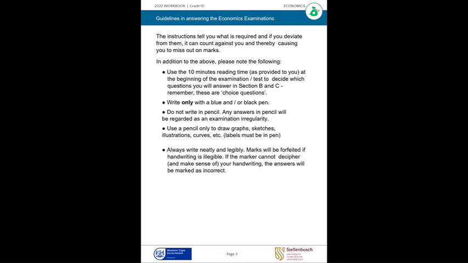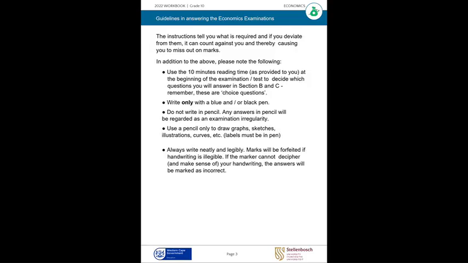Do not write in pencil. Any answers in pencil will be regarded as an examination irregularity. Please, I know in primary school and some schools up to grade 9, kids are allowed to write in pencil, but please, in economics, we only write in blue or black ink. If you do use a pencil, it will be regarded as an irregularity. You can use a pencil to draw your graphs, your sketches, your illustrations, your curves, etc. But bear in mind, the labels on your graphs must be in ink, right? Must be in either the blue or black pen that you are using.